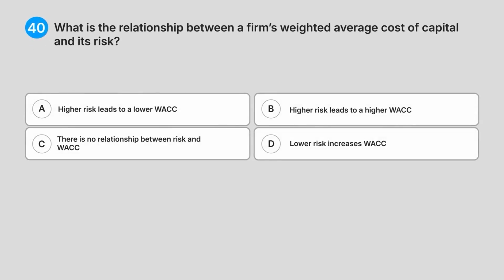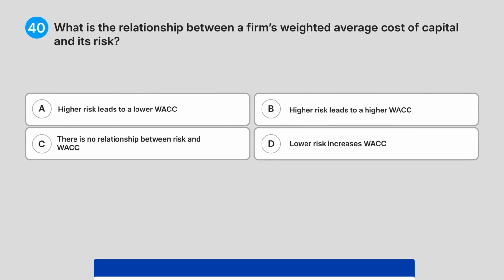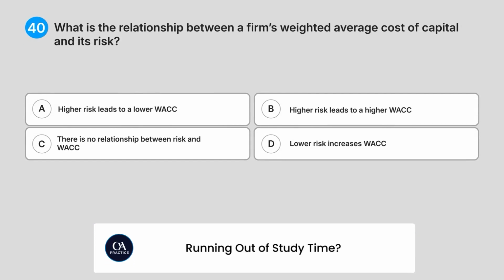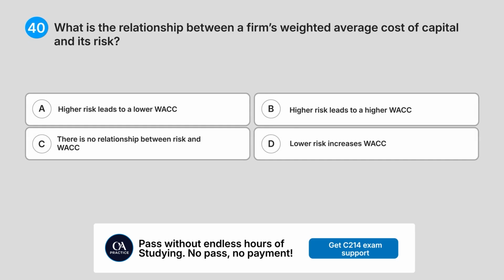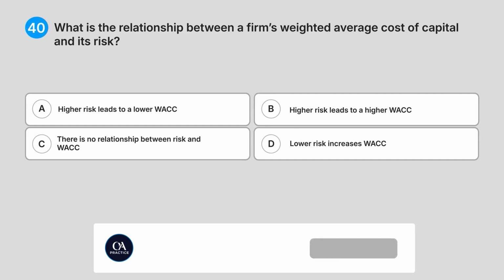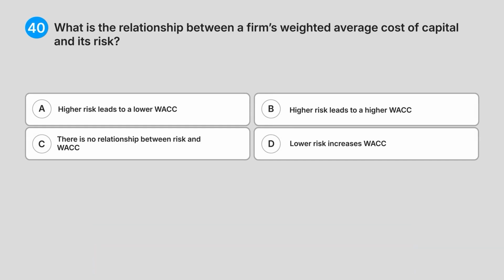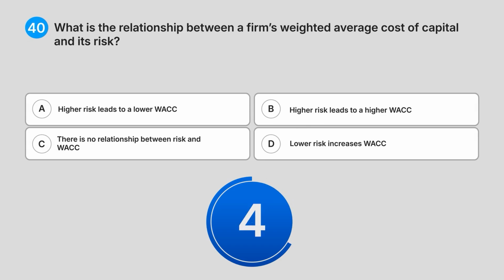40. What is the relationship between a firm's weighted average cost of capital and its risk? A. Higher risk leads to a lower WACC. B. Higher risk leads to a higher WACC. C. There is no relationship between risk and WACC. D. Lower risk increases WACC. Do you know the answer?